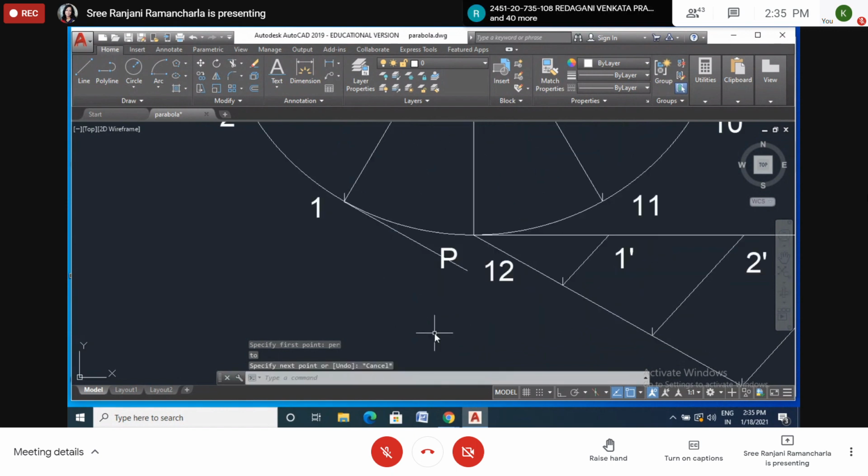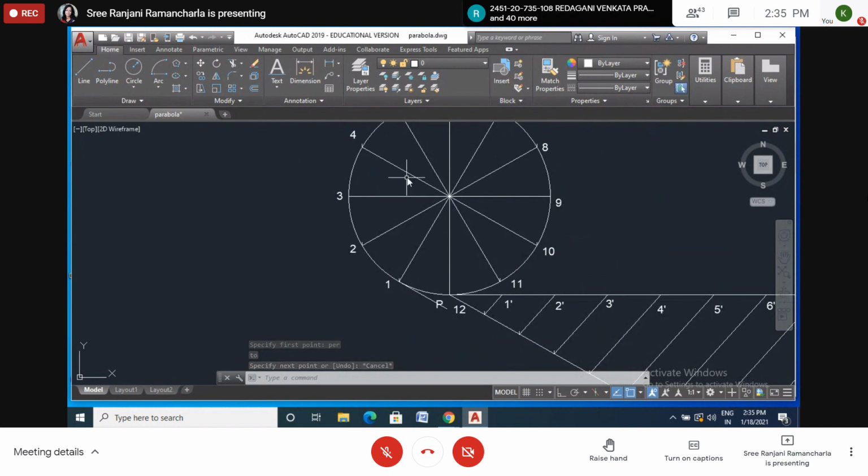Now, suppose this is a circular plate. One string is wound around this circle, starting from here and winding around the circle, and this is the end. The end point is P. So we are unwinding.